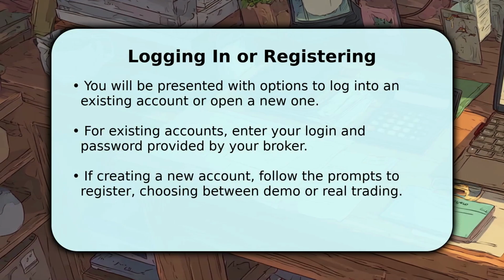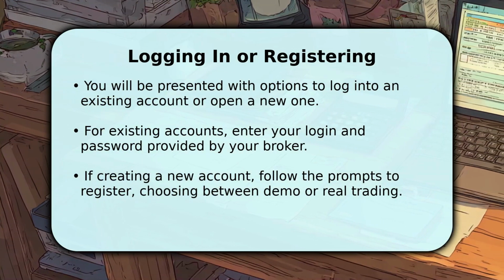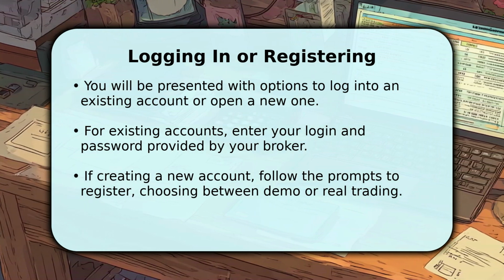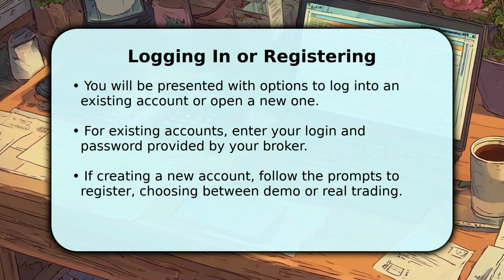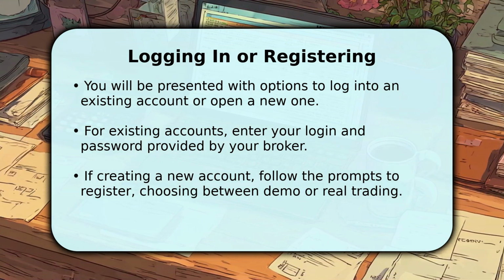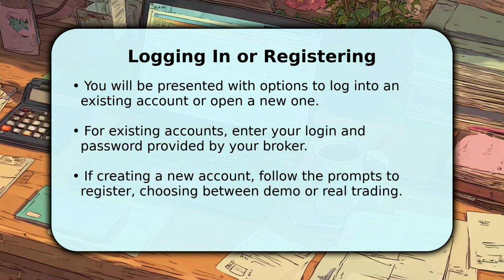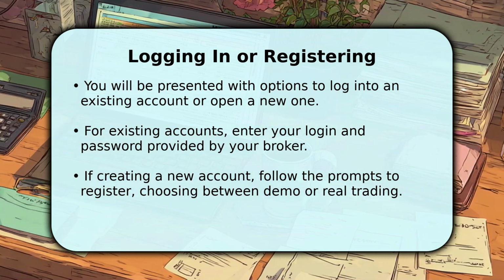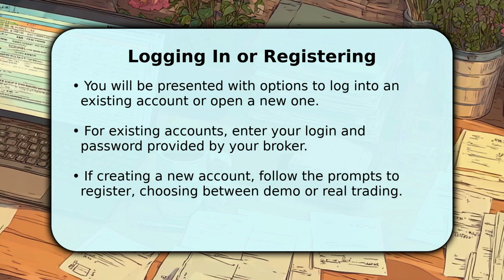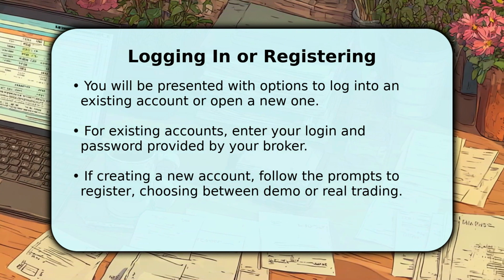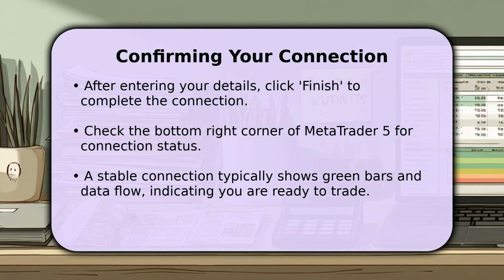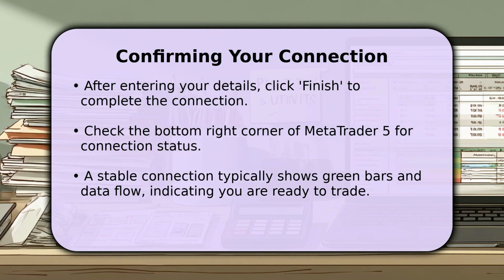options. After selecting your broker, you will see options to either log into an existing trading account or open a new one. If you have an account already, just enter the login ID and password your broker gave you. For new users, you can choose to open a demo account for practice or a real live trading account. Then, simply follow the clear registration instructions to get started. Once you have entered all your details, click the Finish button to finalize the connection.